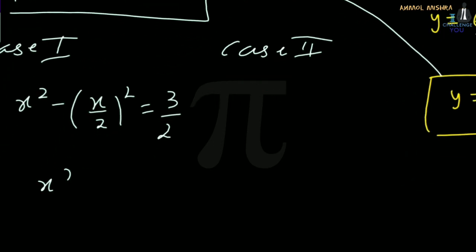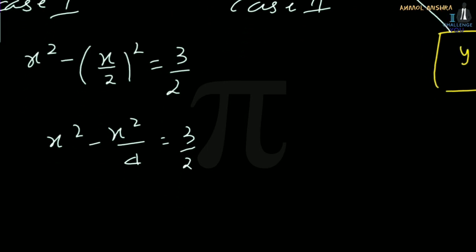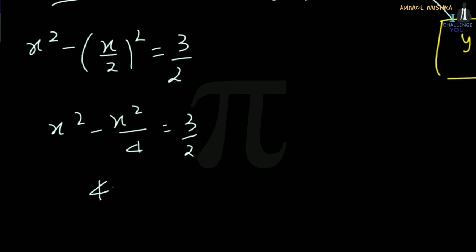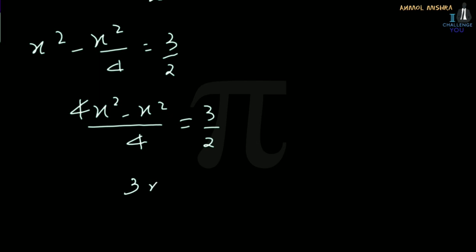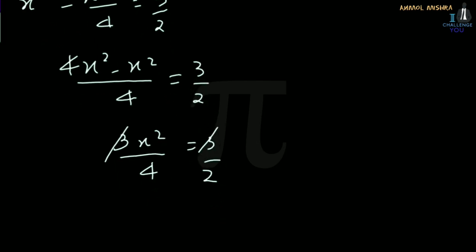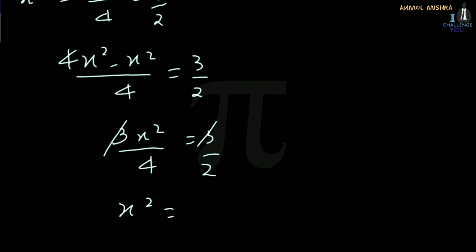So x square minus x square by 4 is equal to 3 by 2. Now taking the LCM, 4x square minus x square upon 4 is equal to 3 by 2. So 4x square minus x square is what? 3x square. 3x square upon 4 is equal to 3 by 2.